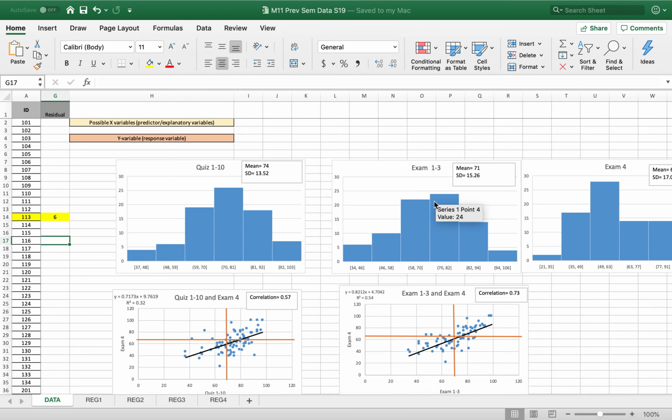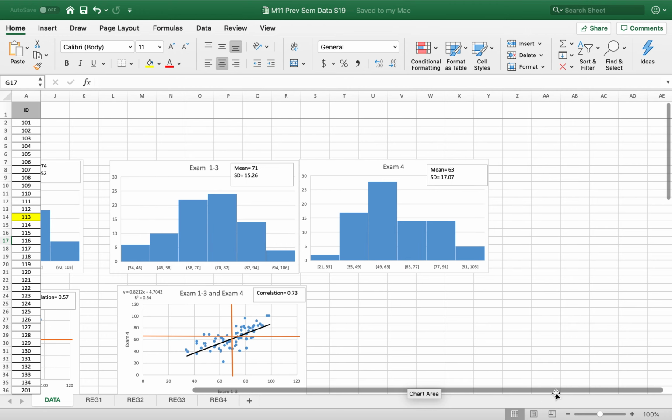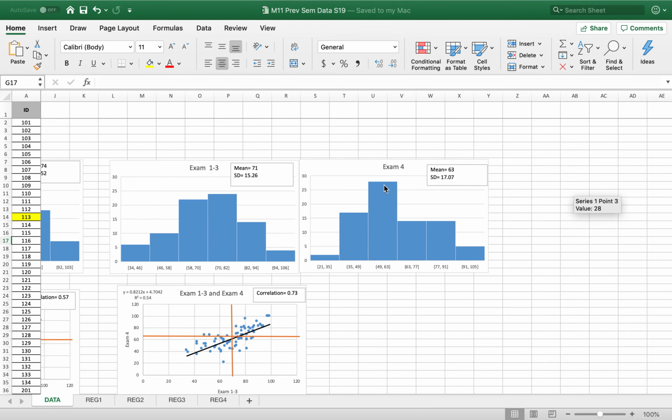And then the second histogram, which includes exam 1 through 3, I would say is pretty symmetric. It's a normal distribution. And for the exam 4 histogram, I would say it's unimodal since this one seems to be the tallest. However, I forgot to mention, for exam 1 through 3, the mean is 71 and the standard deviation is 15.26. For exam 4, I wasn't sure if we needed to make a histogram, but I did just in case. I got the mean as 63 and the standard deviation as 17.07. So again, this is pretty unimodal.